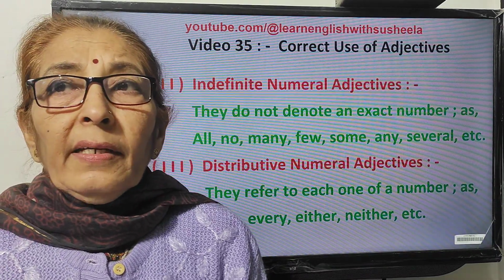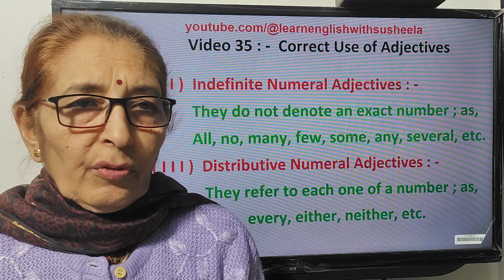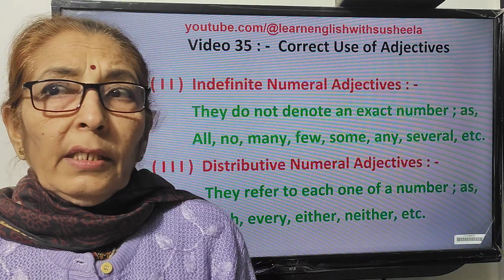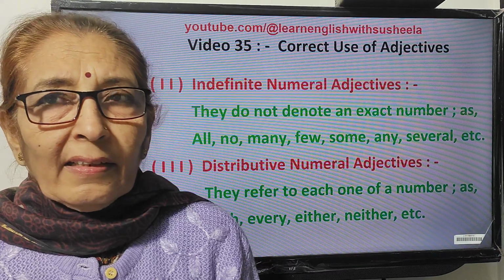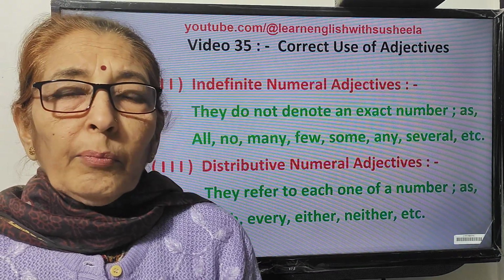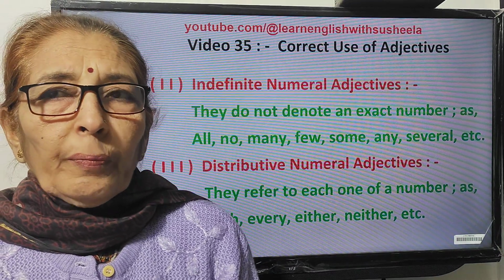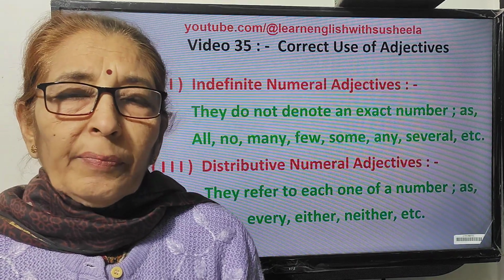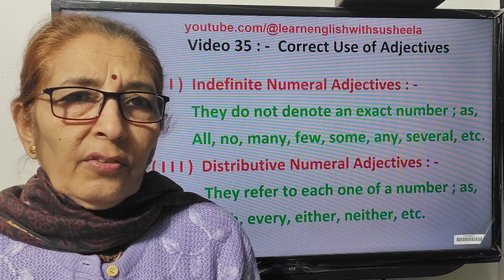Next, indefinite numeral adjectives. Three kinds I told you. First was definite, second is indefinite. They do not denote an exact number. And their example, all, no, many, few, some, any, several. We can use them in sentences also.